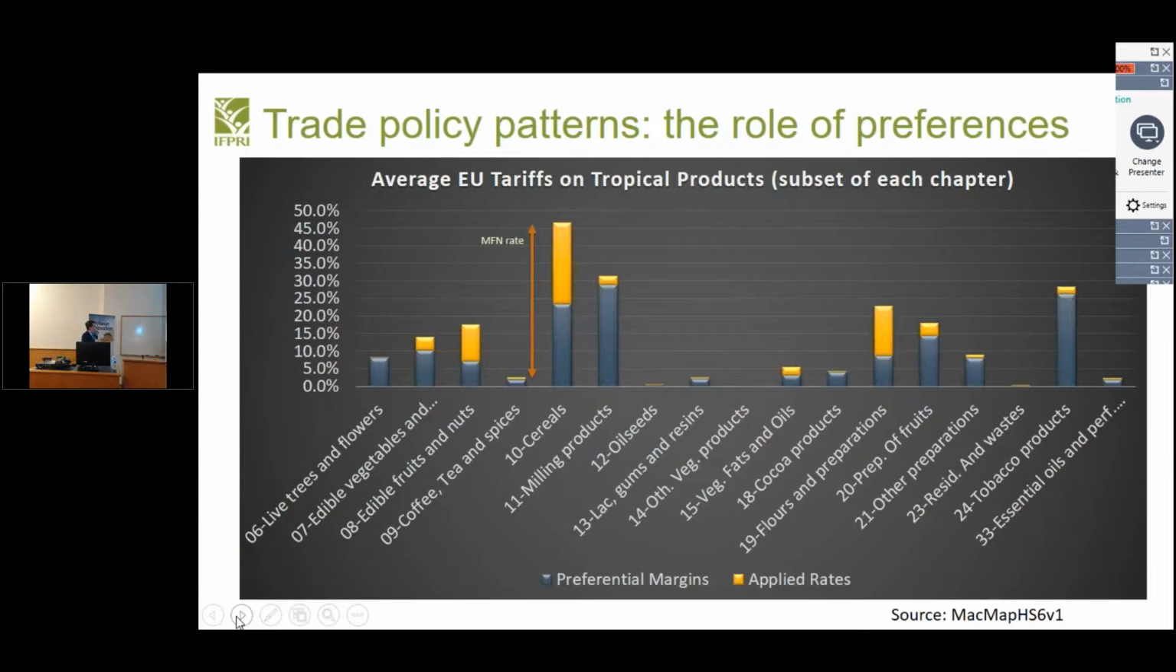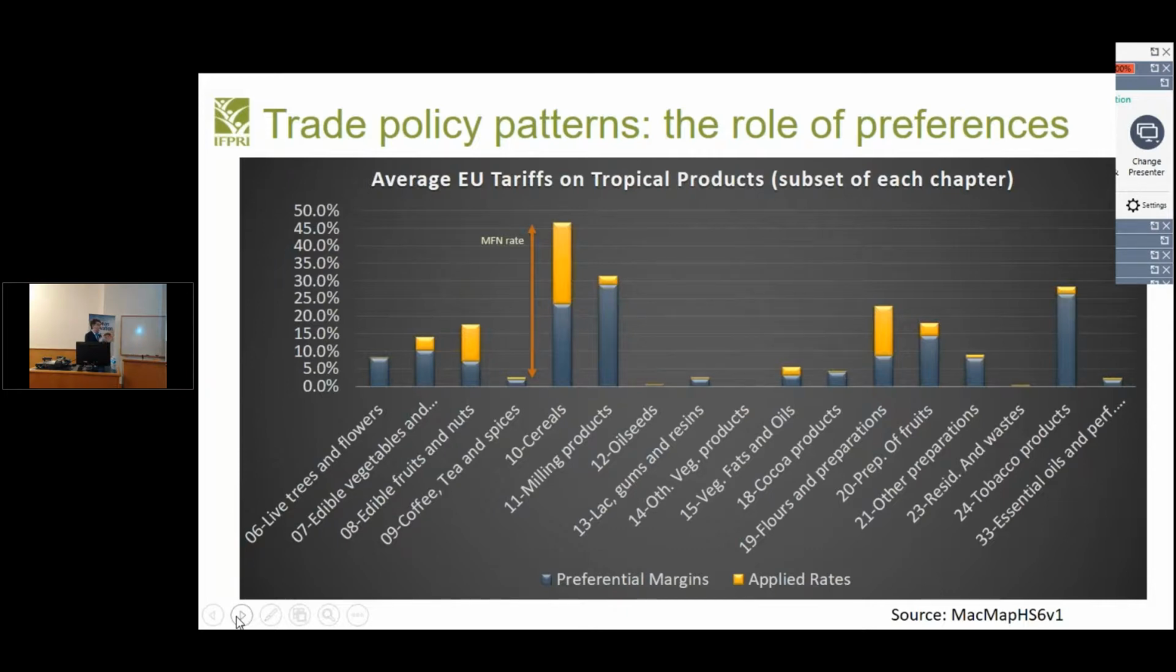Now, here is what I have represented on this graph. You see displayed on the screen some categories of products gathered through the chapters of the harmonized system, and I'm just looking at tropical products within these different chapters. The total protection, if you add up the orange bar and the blue bar, is the level of tariffs that an exporter faces if he does not benefit from preferences. If I look at chapter 10 here, cereals, the tropical product belonging to the cereal category is rice. On average in the EU, you will have a 45% tariff to export your rice to the EU.